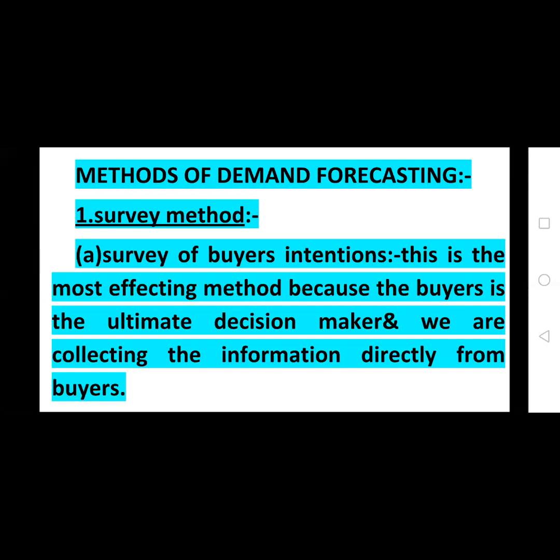The survey method is further divided into two types: the first one is survey of buyer's intention, and the second one is Salesforce opinion method. First, survey of buyer's intention. Survey of buyer's intention means to collect the opinion from all the customers.